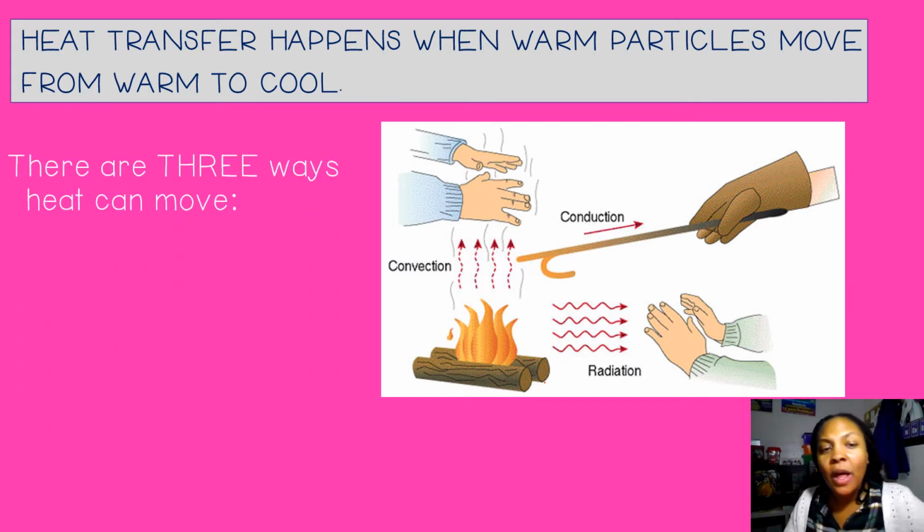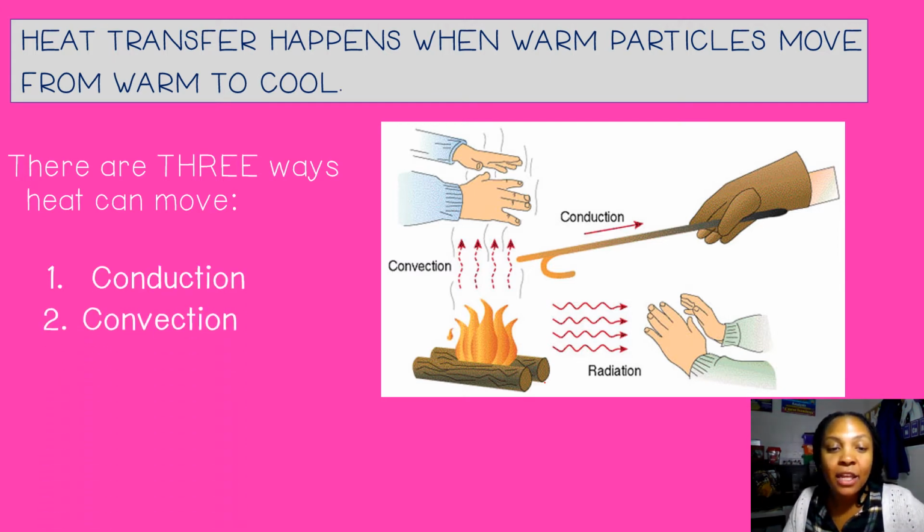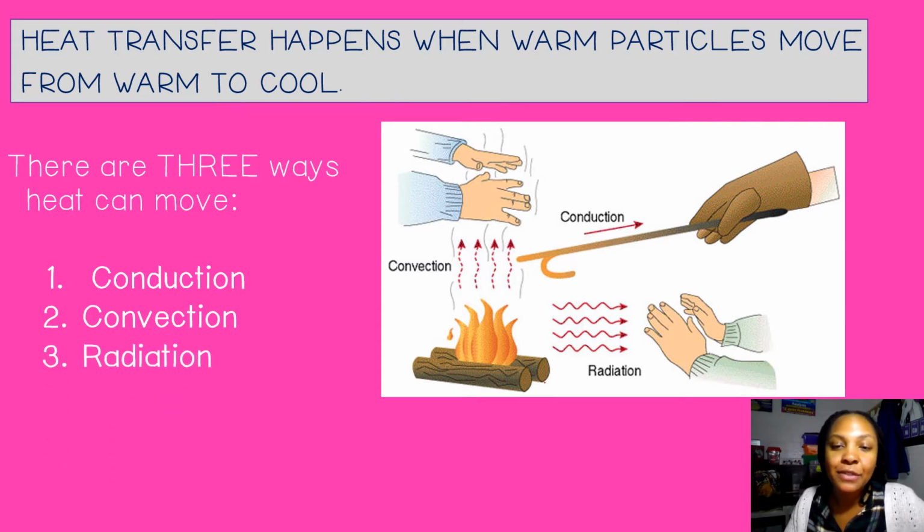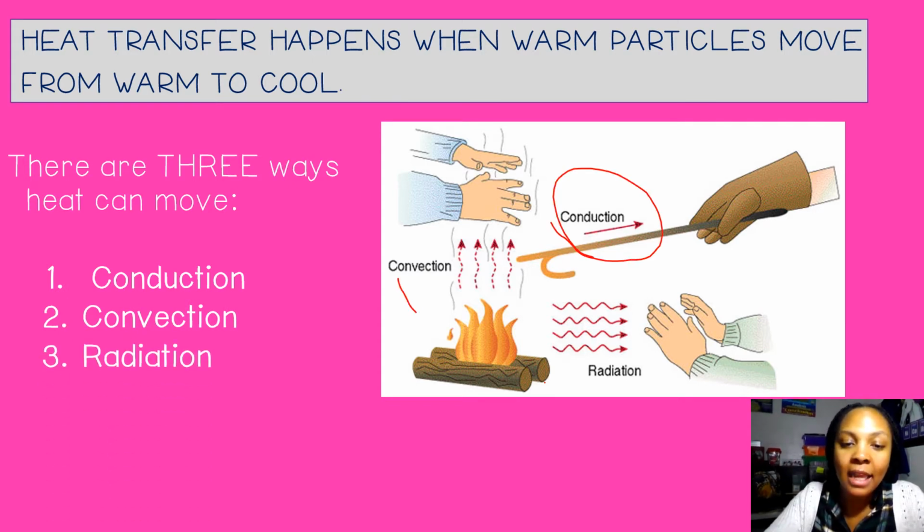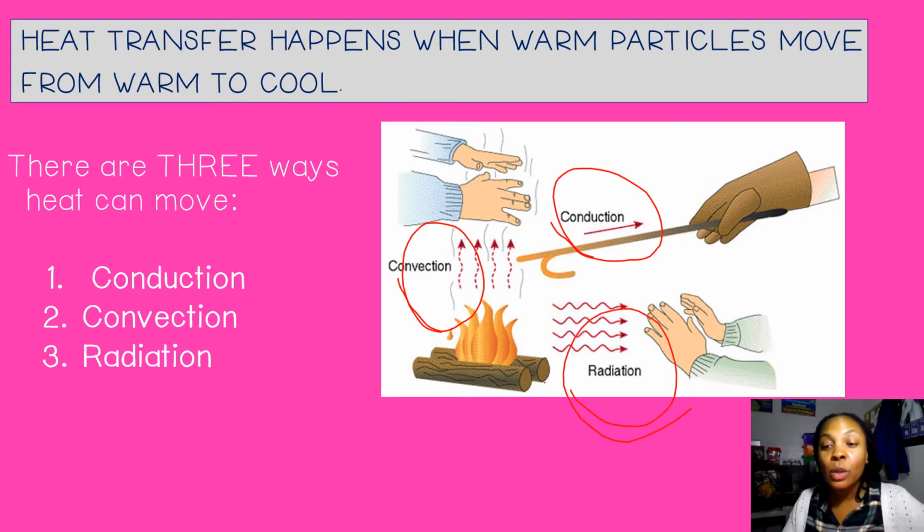All right, so there are three ways heat can transfer. There are three ways heat can move. The first one is conduction. The second one is convection. The third one is radiation. They are all right here. We are going to go a little bit more in depth, but we see conduction is happening: he is holding it and placing it over the fire. With convection, he has his hands over the fire, and with radiation, his hands are near the fire. All right, so let's break them down and talk about them separately.